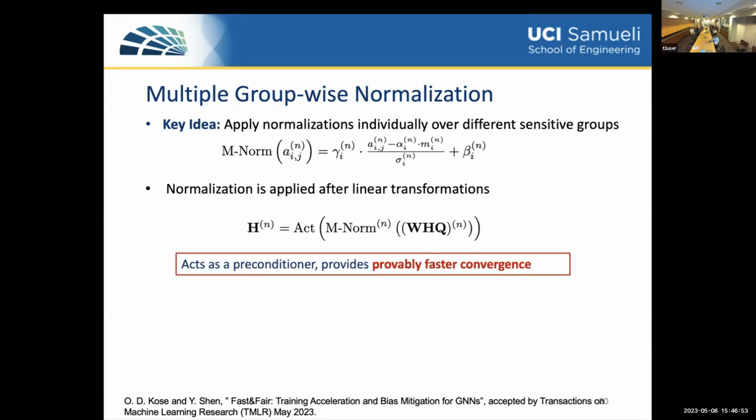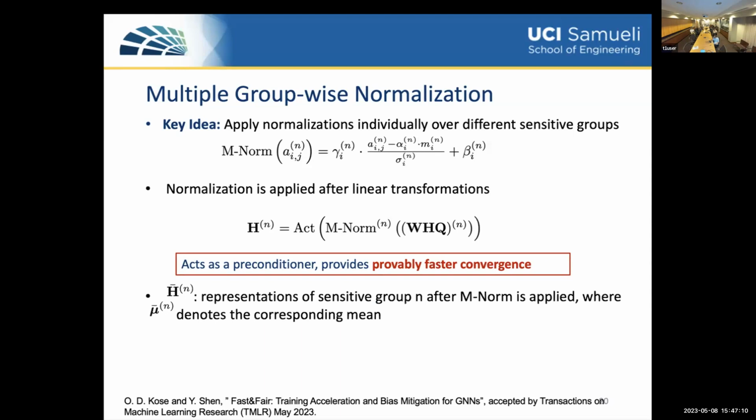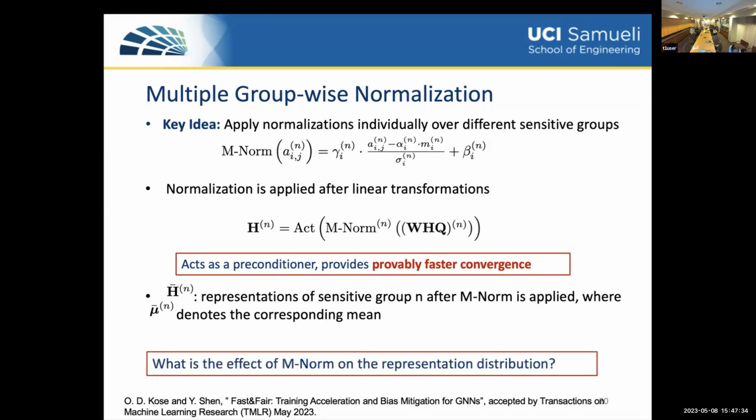So here, it acts as a preconditioner, and henceforth, it can be theoretically proved that it reduces the eigengap and provides provably faster convergence for graph neural networks. In addition, since the normalization is applied before activation, one might question whether this normalization will really be effective in changing the distribution of the representation, which is what we want. So now the question is, what is the effect of this M norm on the representation distribution?